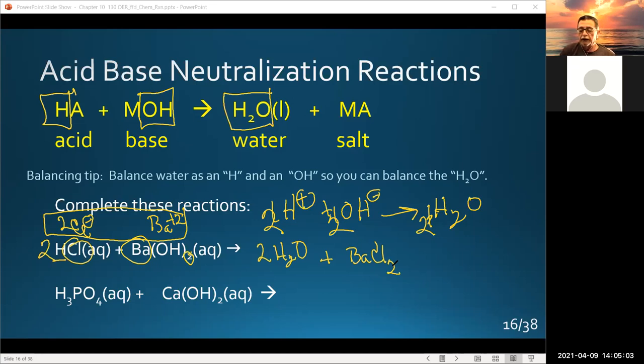Okay. Now the question is asked, well, what's the physical state of barium chloride? That is where the solubility rule comes in. If you look at the solubility rule, you'll find that barium chloride is soluble. All the chlorides are soluble with the exception of the ones with the heavy metals, silver, mercury, and lead. But this is barium. It's not one of the heavy metals. So it is soluble. And water is being produced, so it's a liquid.